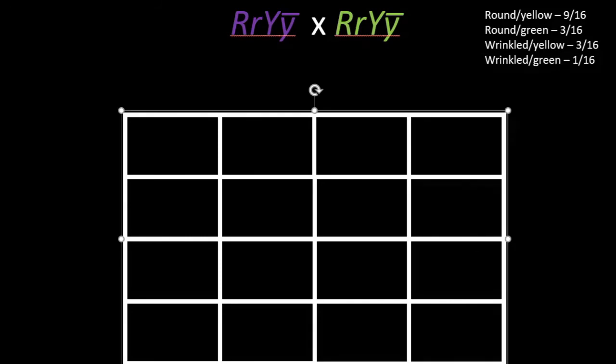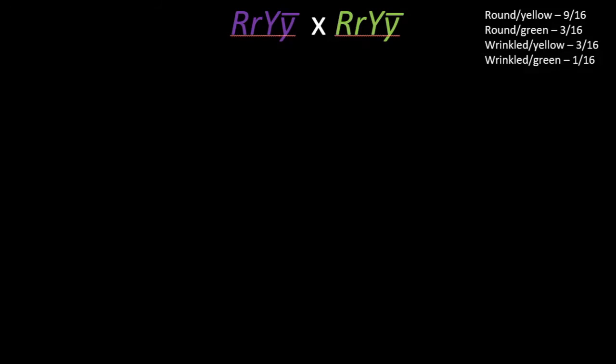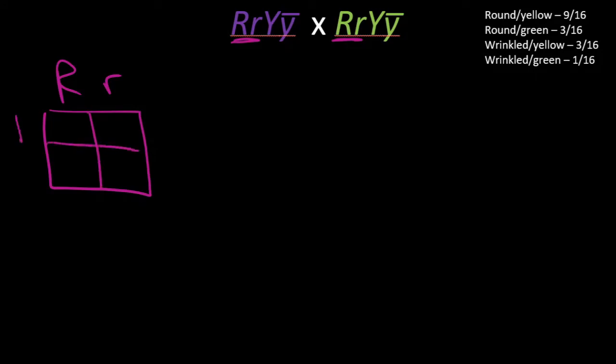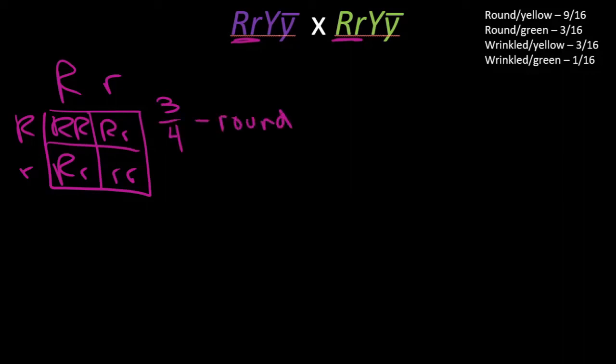But here's what I'm going to do. I'm going to get rid of this. And very quickly, here's what I will do. I'm going to break this down into 2 Punnett squares. Okay? It works, trust me. So I'm going to look at the R's, and I'm going to construct 1 Punnett square just for this trait. And I'm going to figure out the ratios for it. All right, and so I end up with 3/4 round and 1/4 wrinkled.